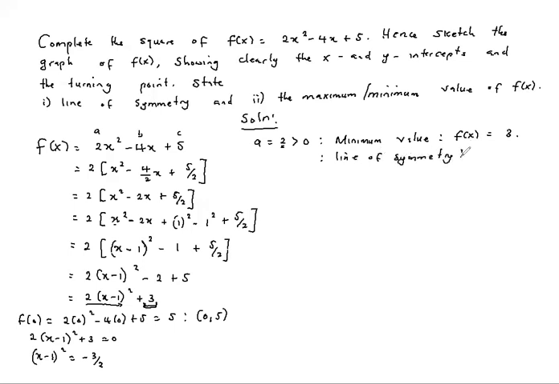Line of symmetry. For the line of symmetry, we get the thing inside the brackets, x minus 1, and equate it to 0, and then solve for x. So that's the line of symmetry, x equals 1.